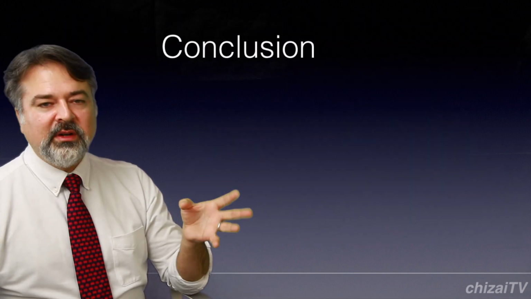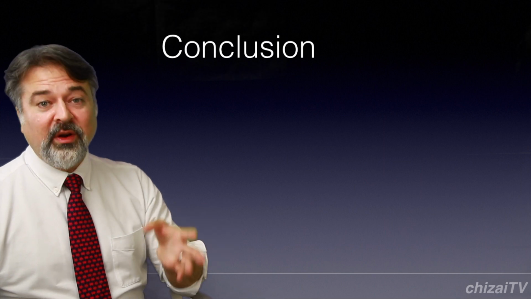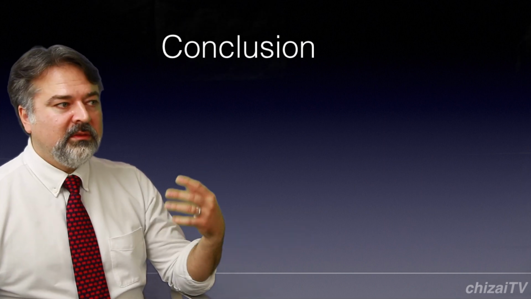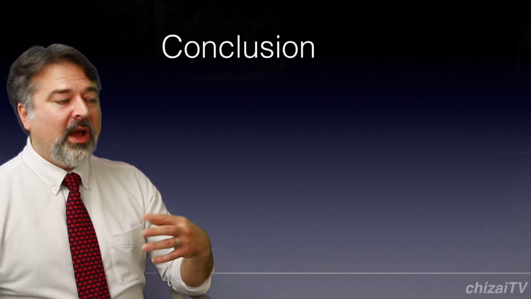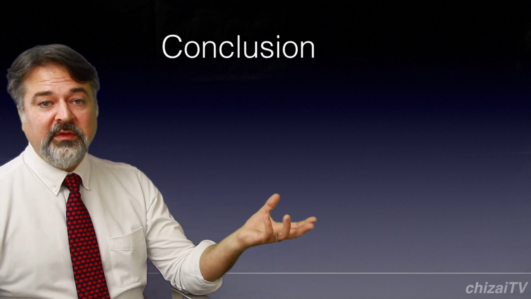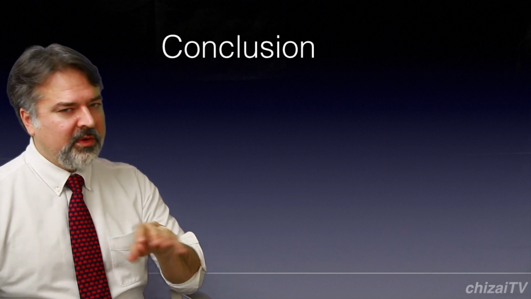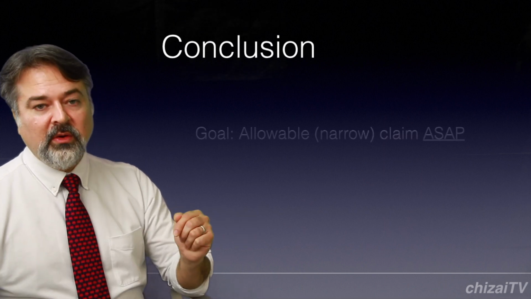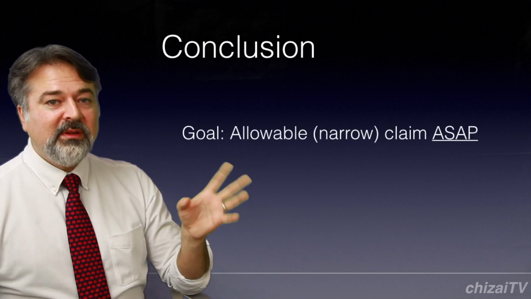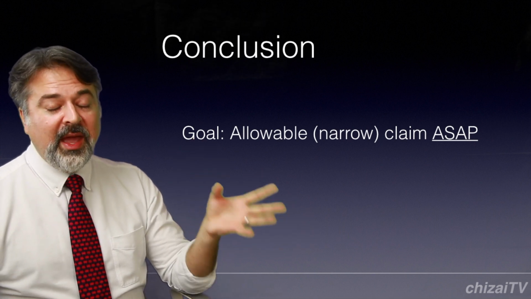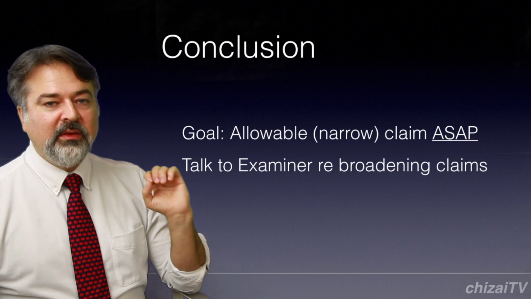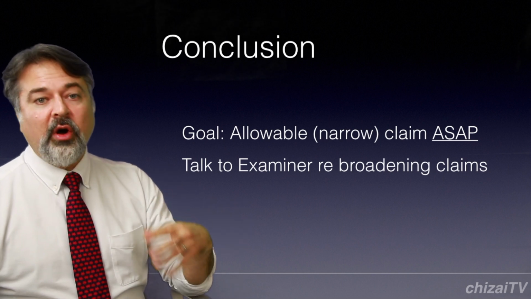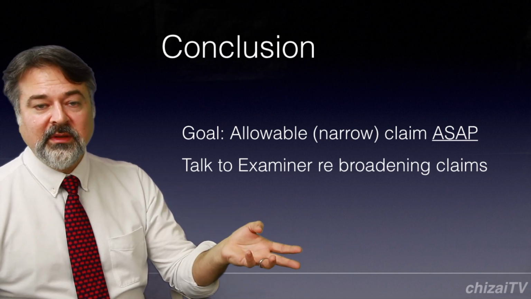This is a very general strategy, but it works. There are many other ways to cut costs and avoid RCEs, and I'll cover some of those in other videos in the future. But for now, I want to focus just on these 3 points. So the goal: we want an allowable, maybe narrow, claim ASAP. And then talk to the examiner regarding broadening those allowable claims, if possible.